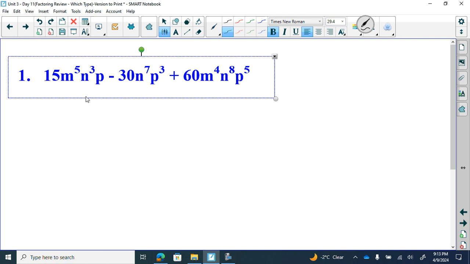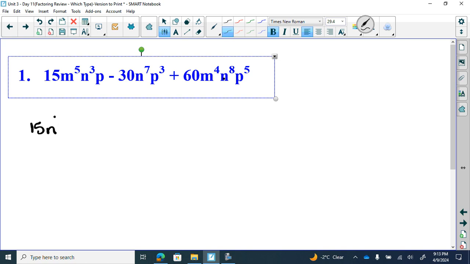So the first thing I should try with number 1 is, is there anything common to all 3 of these terms? 1 term, 2 terms, 3 terms. I have 3 terms in that. 15, 30, and 60, they are all divisible by 15. M to the 5th, there's no m in this one. M to the 4th. So these 2 terms have an m, but this one doesn't, so I can't take out an m. Now I'll check for the n's. N to the 3rd, n to the 7th, n to the 8th. They do all have an n.